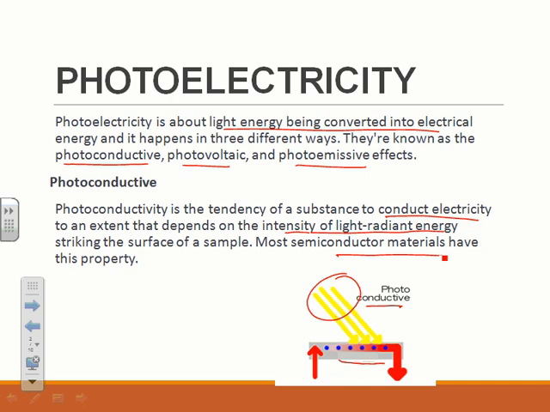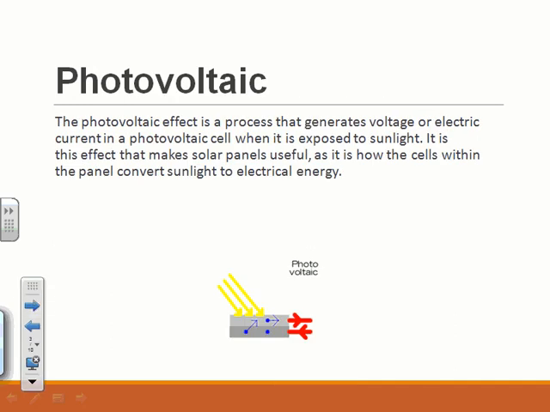So the conductivity of the material increasing or decreasing corresponding to the intensity of the light is called the photoconductivity effect. The second one is called the photovoltaic effect. This is the ability of a cell to generate electric current corresponding to the intensity of the sunlight. The photovoltaic effect is defined as the process of generating voltage or current in a photovoltaic cell when it is exposed to sunlight.